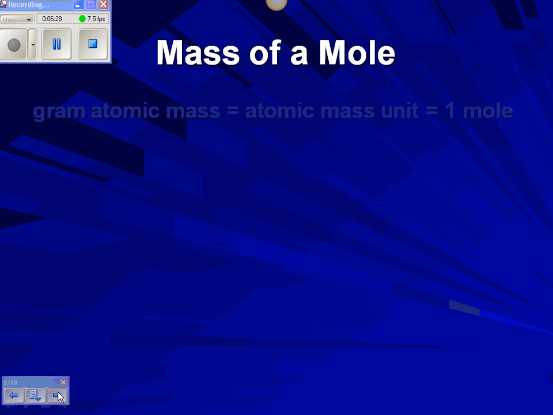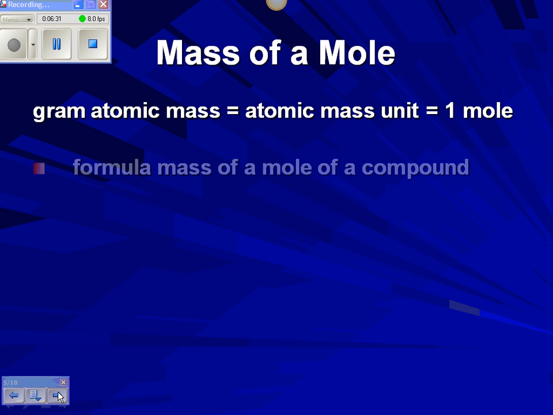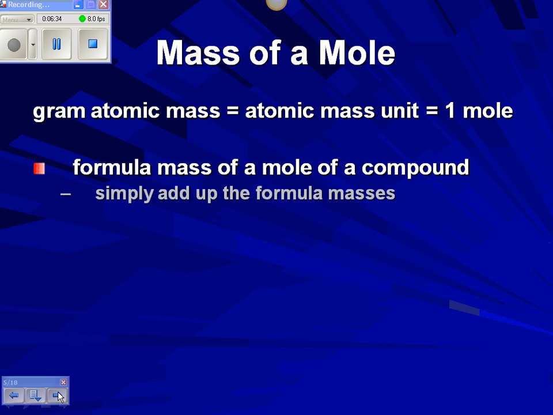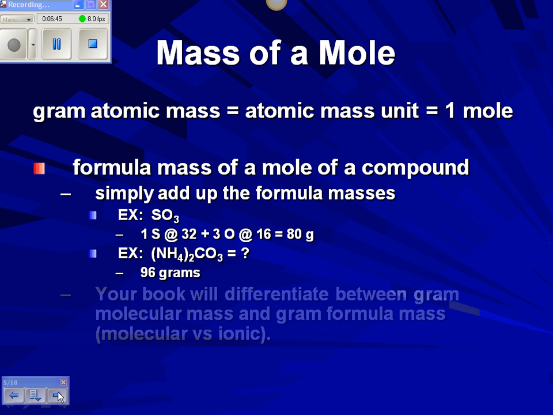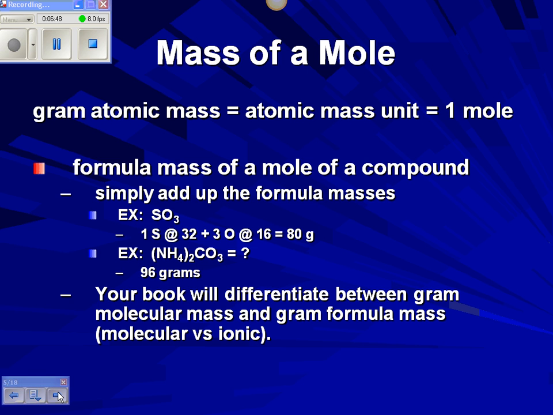Okay, now let's take a look at how to do this when figuring mass. Don't get too torn up about this whole gram atomic mass unit, formula mass, and all those things. When I'm doing mole conversions, basically all I'm doing is figuring out how much this compound weighs. Your book will differentiate between gram molecular mass versus gram formula mass. This just simply means the formula mass of a molecule or an ionic compound, a formula unit. So don't worry too much about that.